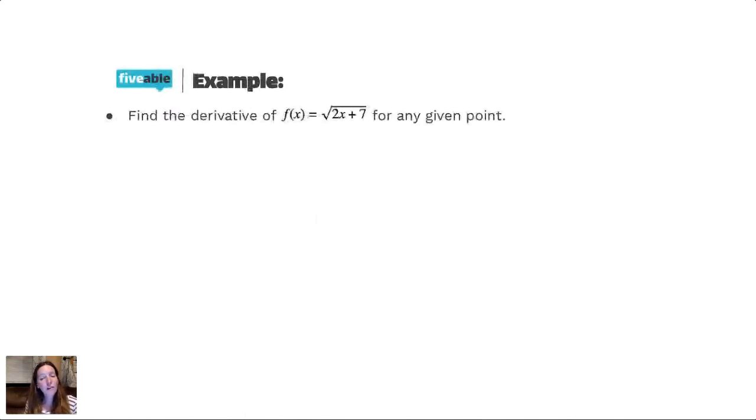So what can we use that for, right? We can use it to do all kinds of things. So let's practice one more. I want to find the derivative of f of x equals the square root of 2x plus 7 for any given point. Okay, so I'm going to start out by finding it just in general.